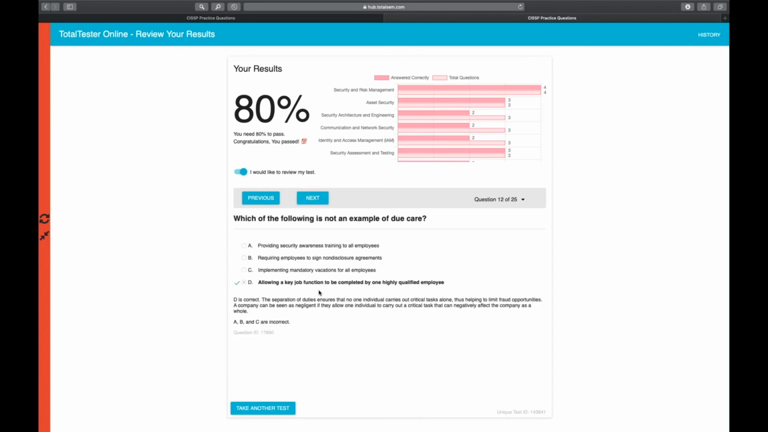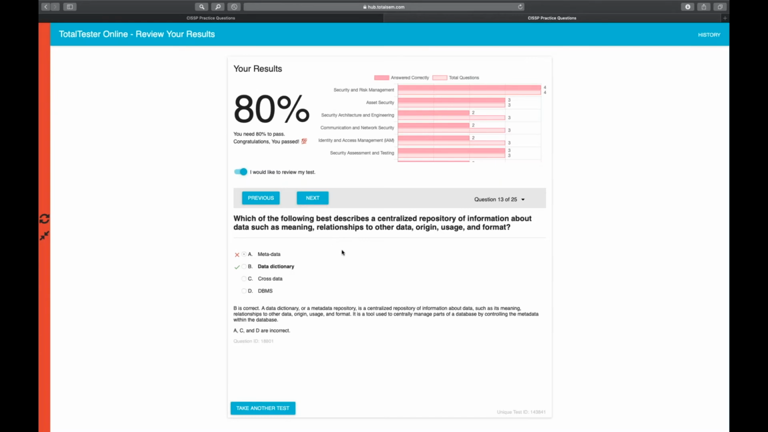Number 12, the separation of duties ensures that no one individual carries out critical tasks alone. That was pretty easy. What the heck?